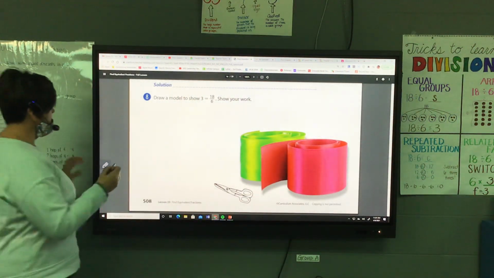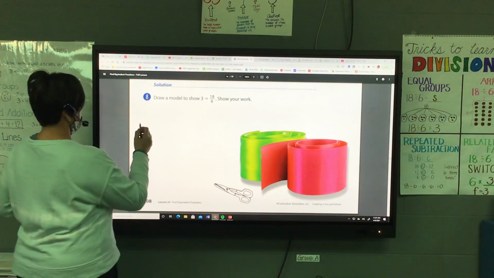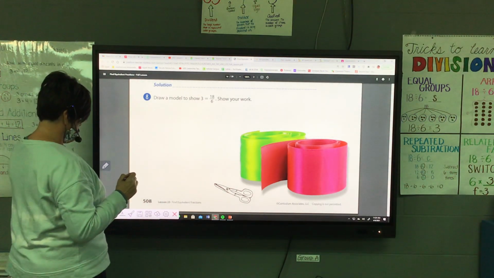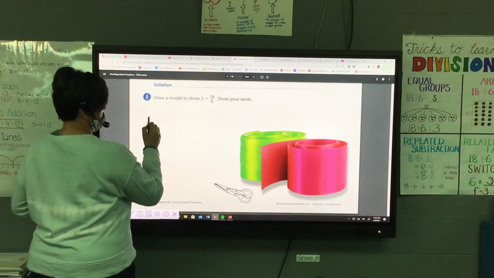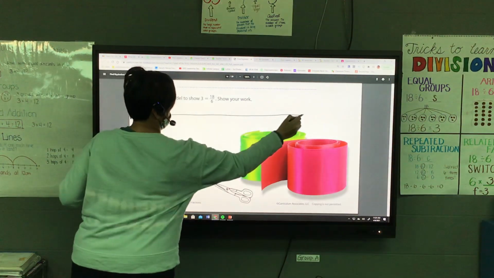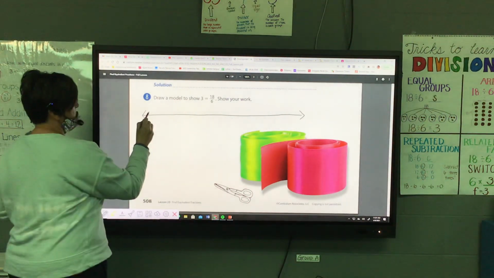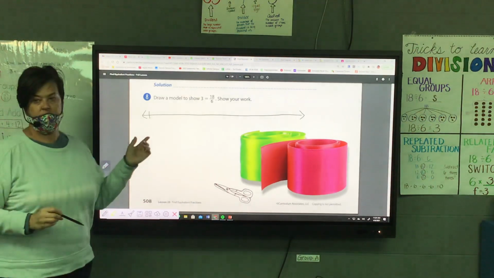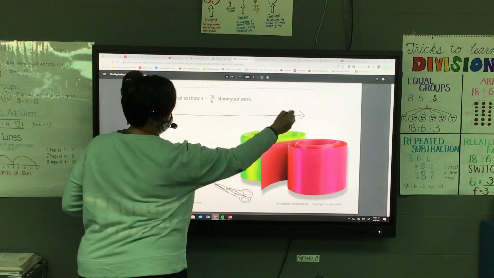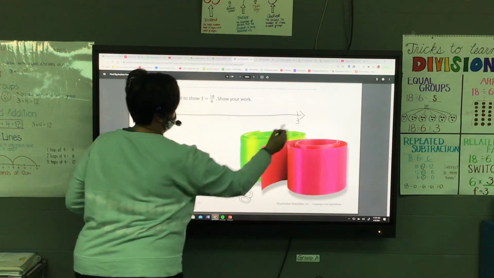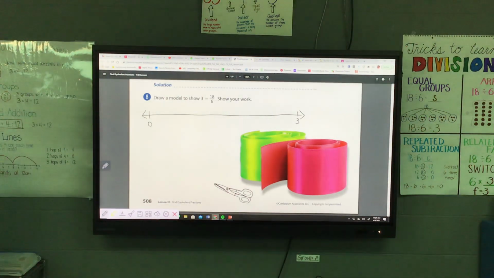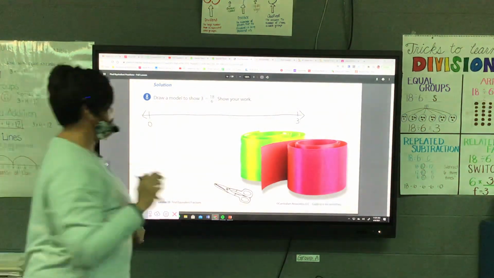Okay, so we need a number line that has 3 wholes on it. So we always start with what digit over here? 0. We're going to end with what? 3. So what whole numbers are going to go in between? 1 and 2.